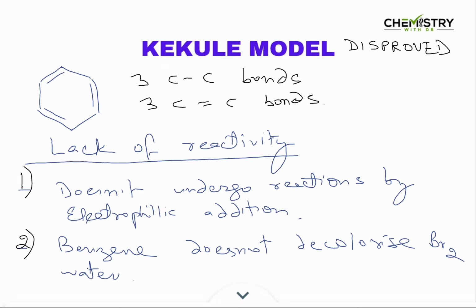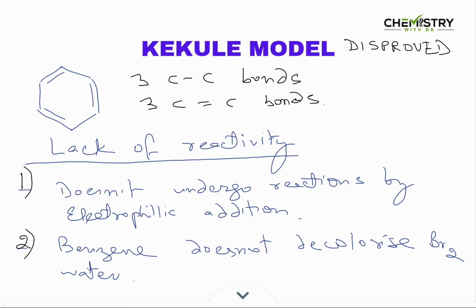However, later on scientists disproved this model by 4 different pieces of evidence. The first piece of evidence came because benzene was very much less reactive as compared to alkenes. Benzene was not reacting with chlorine, bromine, hydrogen on its own, and it also didn't react by electrophilic addition reaction. So that means it was doubtful whether it had any double bonds in it.